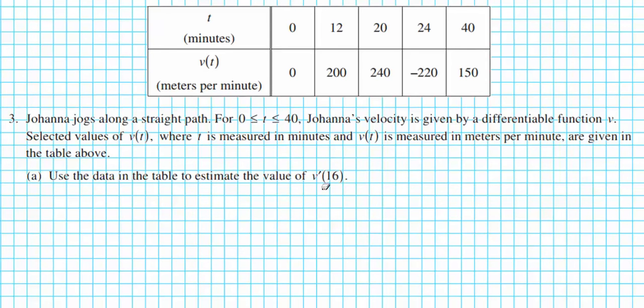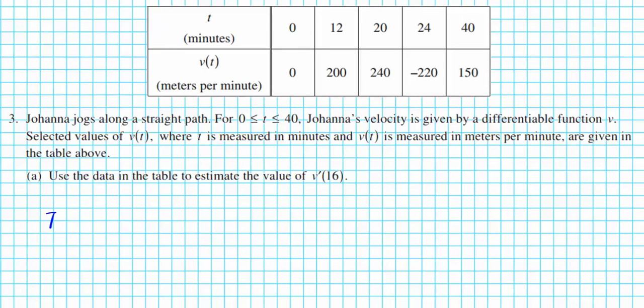Okay, so what is happening here is v'(16) is the instantaneous rate of change of velocity, known as the acceleration, at t equals 16. We do not have a function, we have a table of values, so the best thing we can do here is estimate what v'(16) is. Okay, so that's what the instructions ask us to do. So this is the approach that we're going to use.